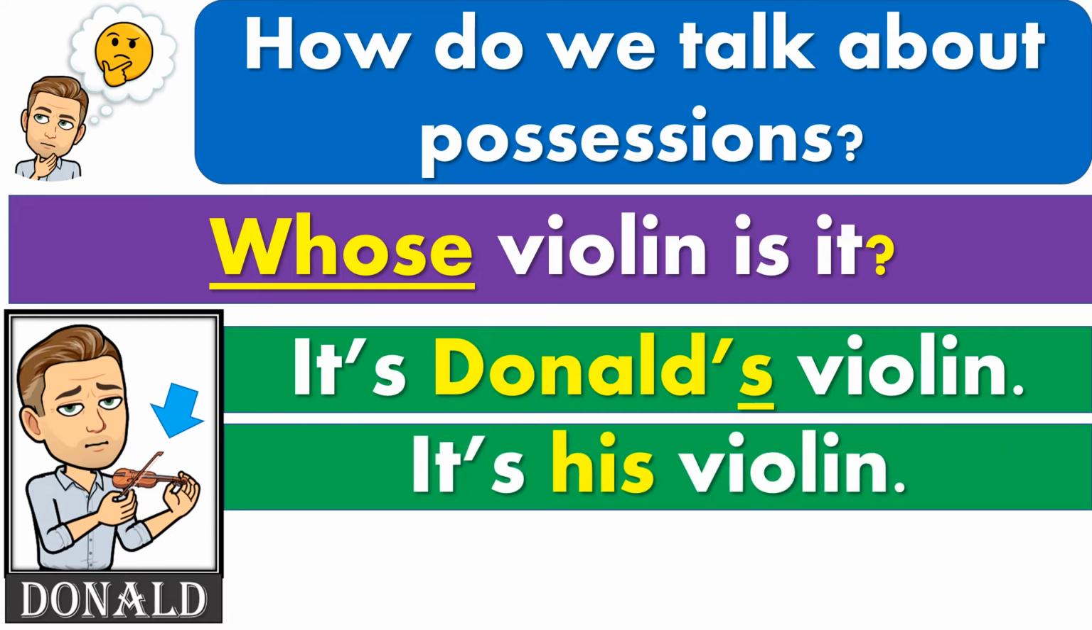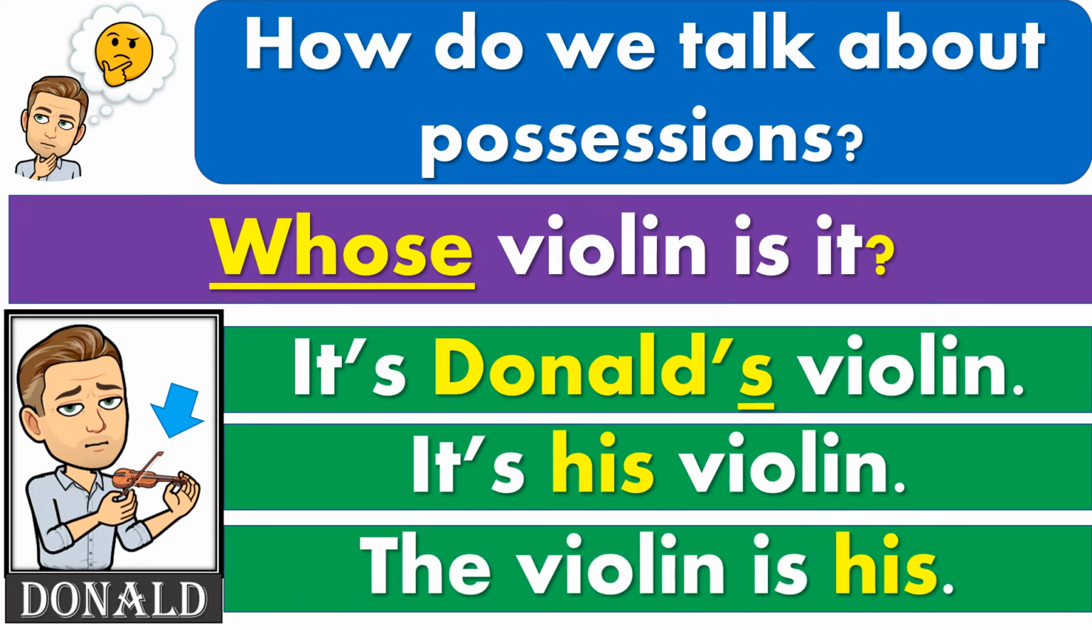We can also say it's his violin. So we use his, the possessive pronoun his, followed by the noun that we're talking about, the violin. It's his violin. But there's a third way that we need to focus on, where we can flip it: we start with the noun or the possession, then we use the possessive case at the end. The violin is his. So this third level of possessive, or talking about possessions, is what we're going to focus on in this unit.